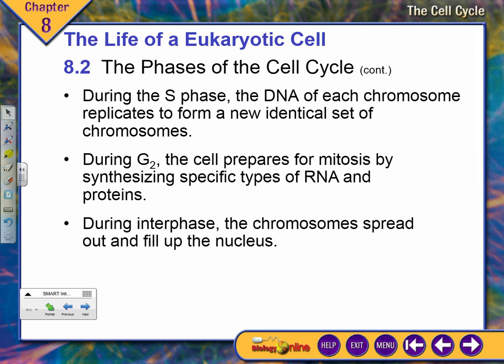Okay, so we need to concentrate on the S phase in the beginning sections because this is very important for how DNA replicates. It says during the S phase, the DNA of each chromosome replicates to form a new identical set of chromosomes. So I would underline identical. It's very important that you understand that mitosis is making exact copies of cells.